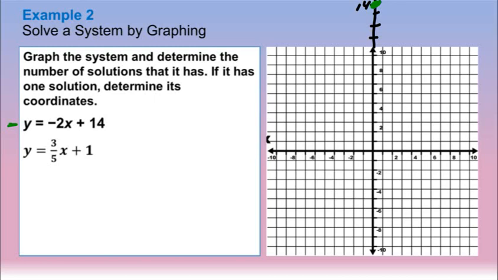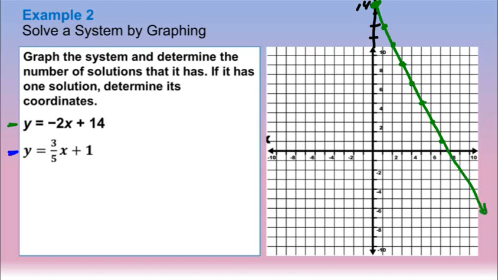I'll put a point here, and it has a slope of negative 2. So it means I go down 2 to the right one, down 2 to the right one, down 2 to the right one, and so on. My line would look something like this.